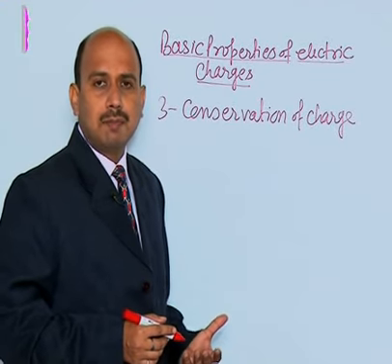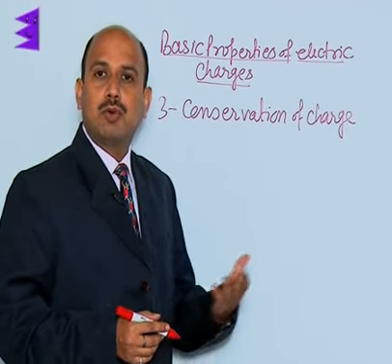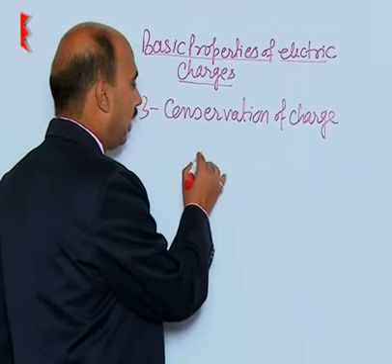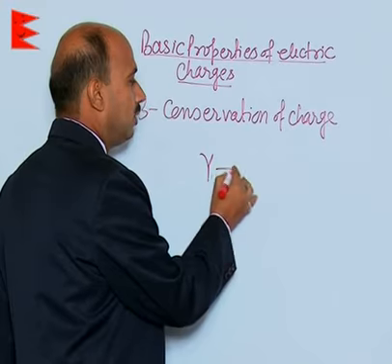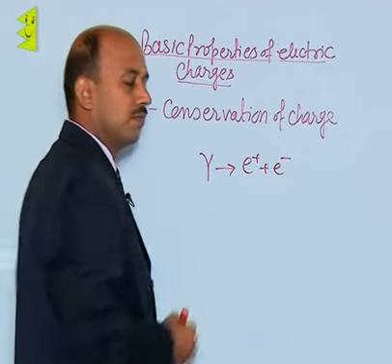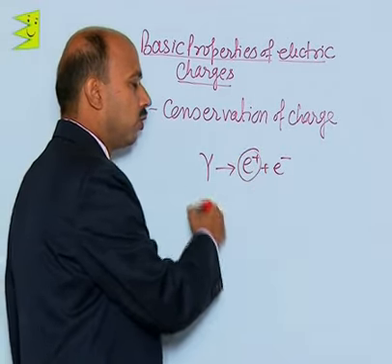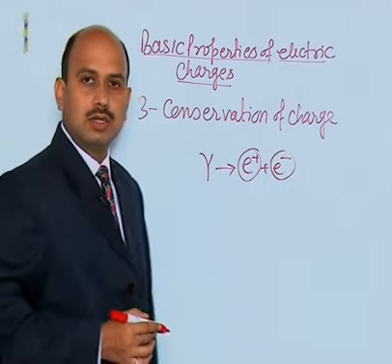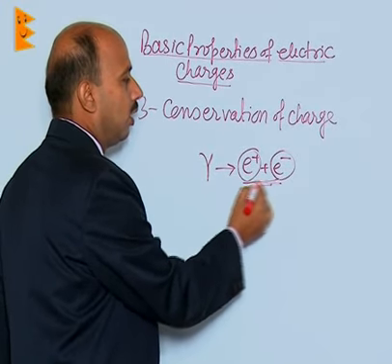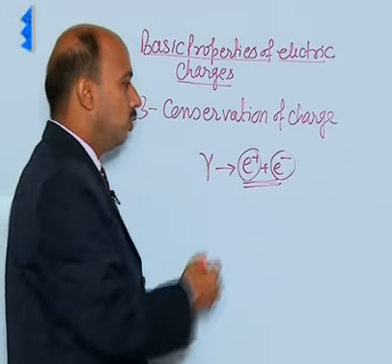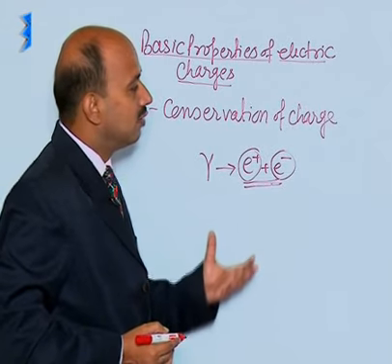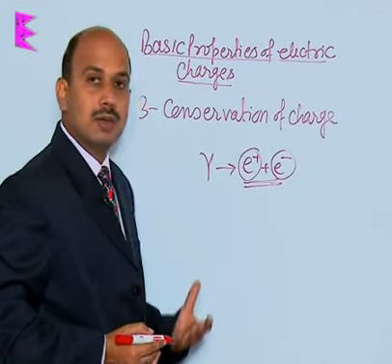You can take examples here, like the phenomenon of pair production. Suppose in the pair production phenomenon, you have taken a gamma photon, which transforms into e plus and e minus. This is the positive electron, called positron. This is called the negative electron, that is the electron. This gamma has net charge 0, and also here the net charge is 0. So if you add this and this charge, you will get net charge 0. So in this case, the net charge of the system remains conserved.